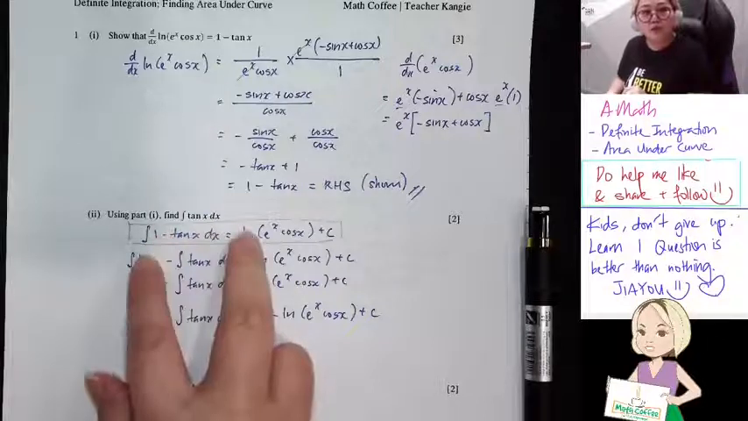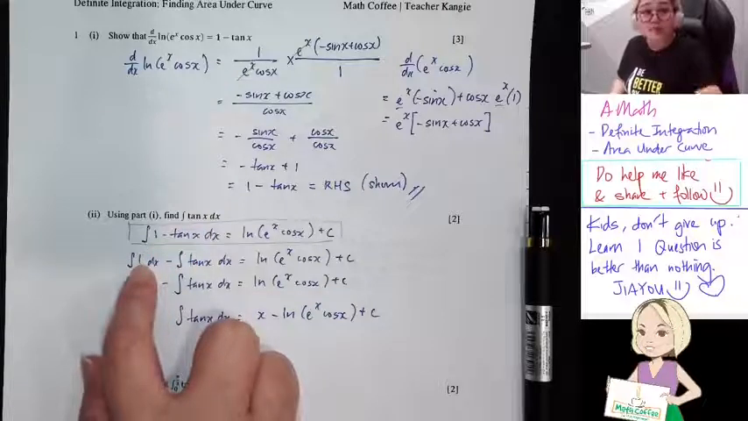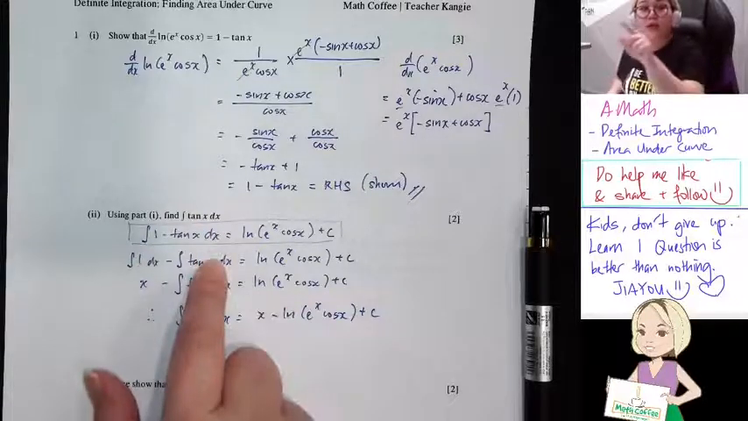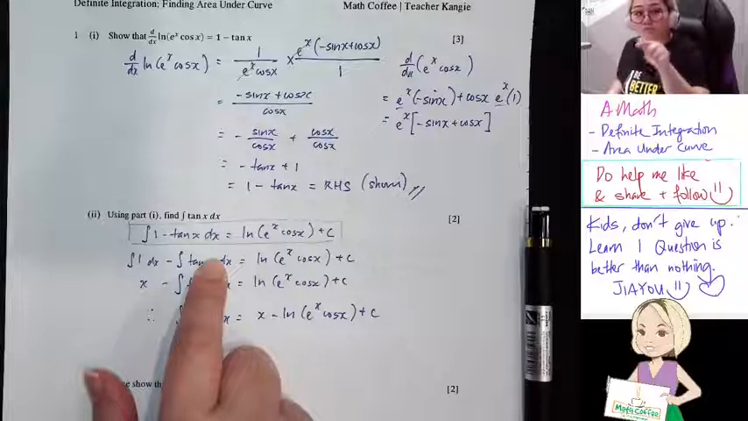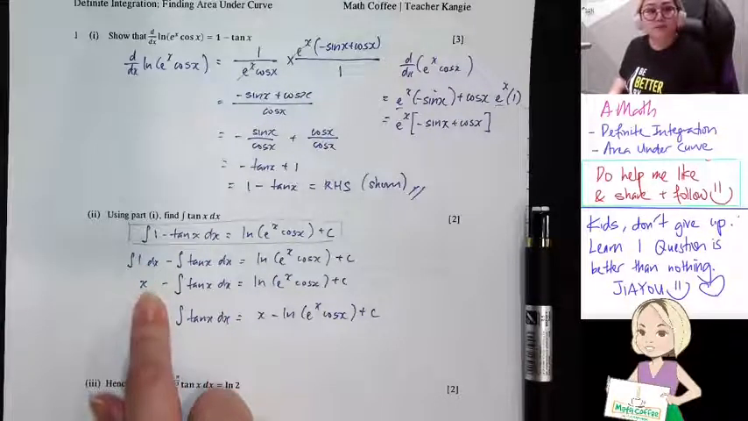So we split it. So usually it will contain more than one term. One of the terms you can integrate as per normal. One of the terms is the subject that they ask you to find. So I integrate this as per normal. So it becomes x. Okay.